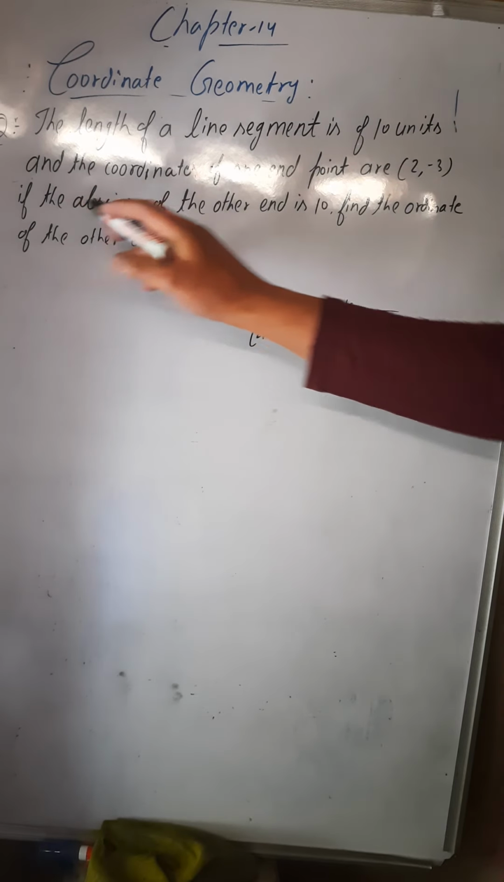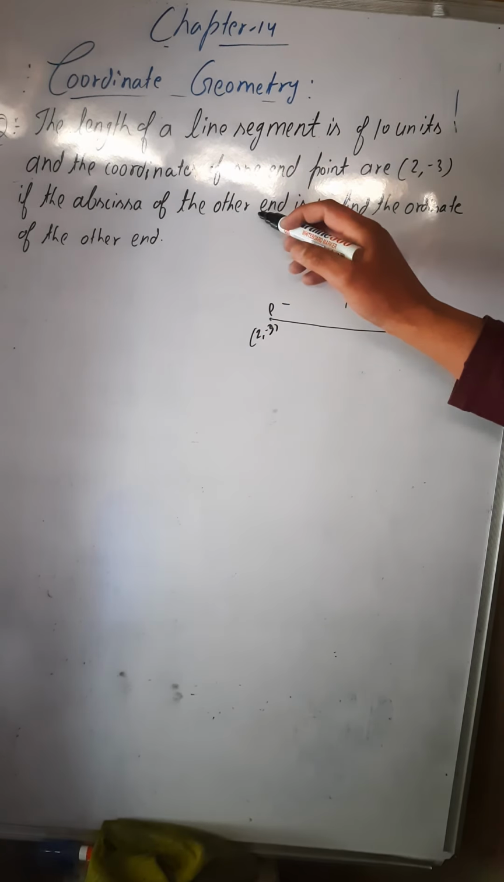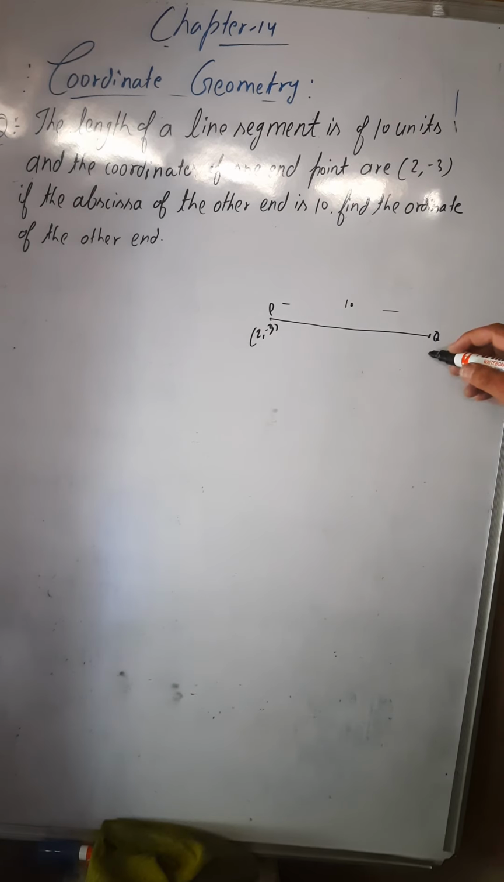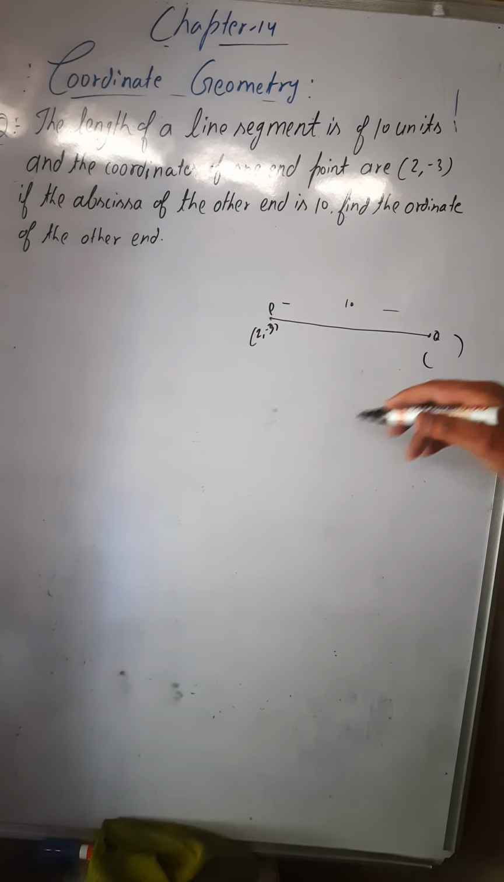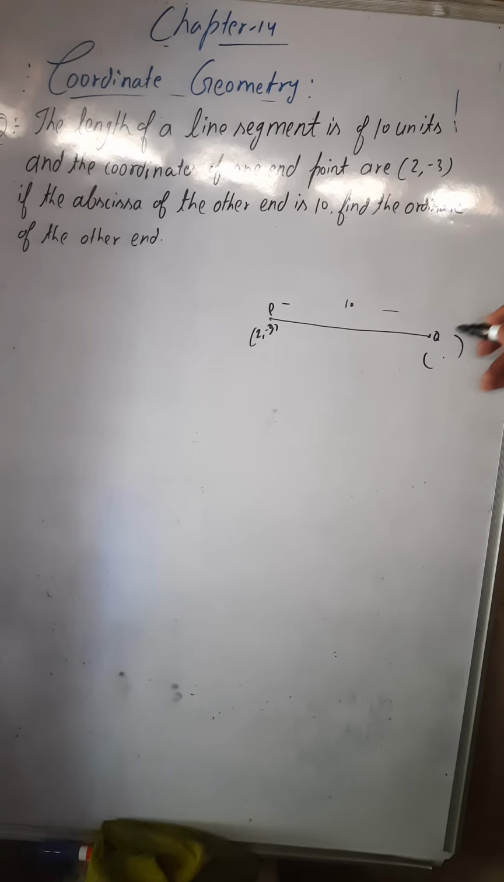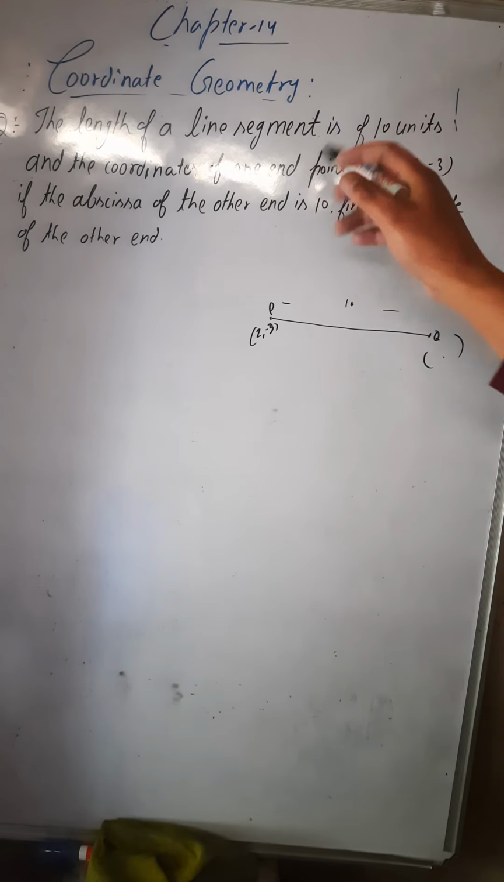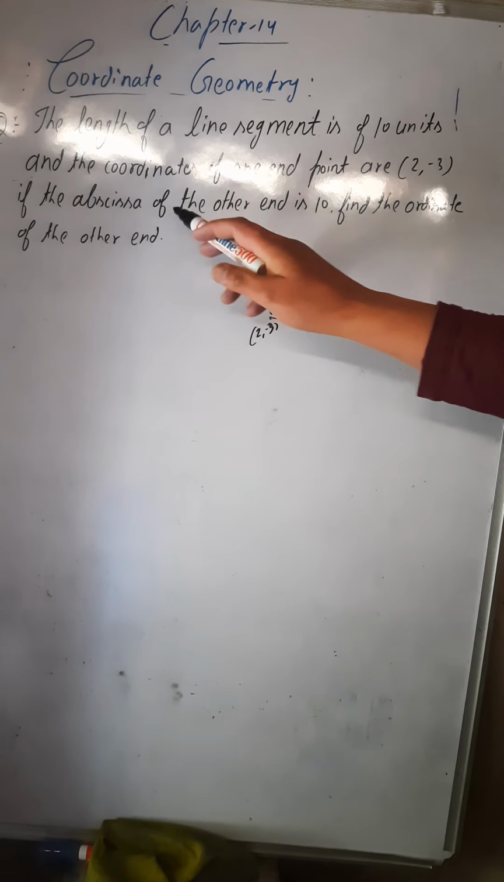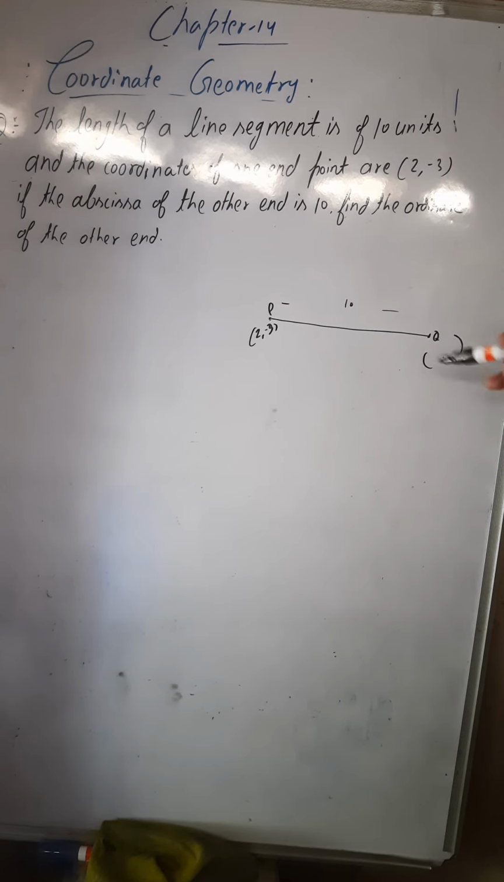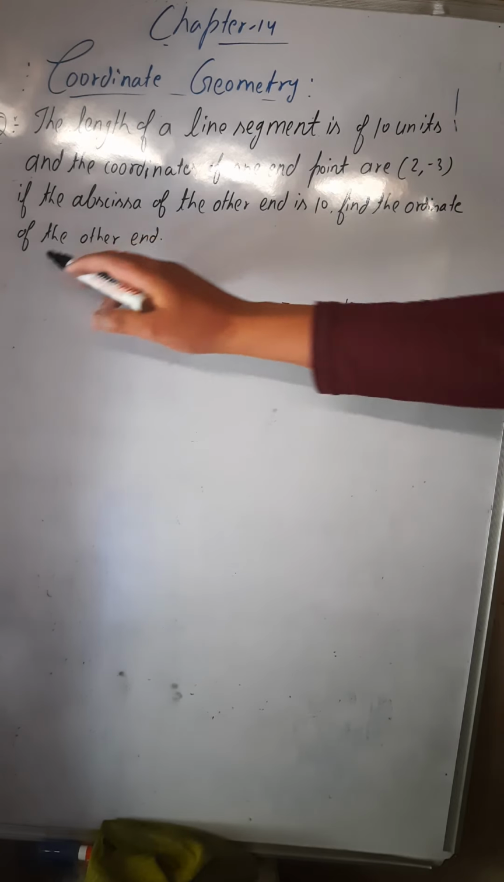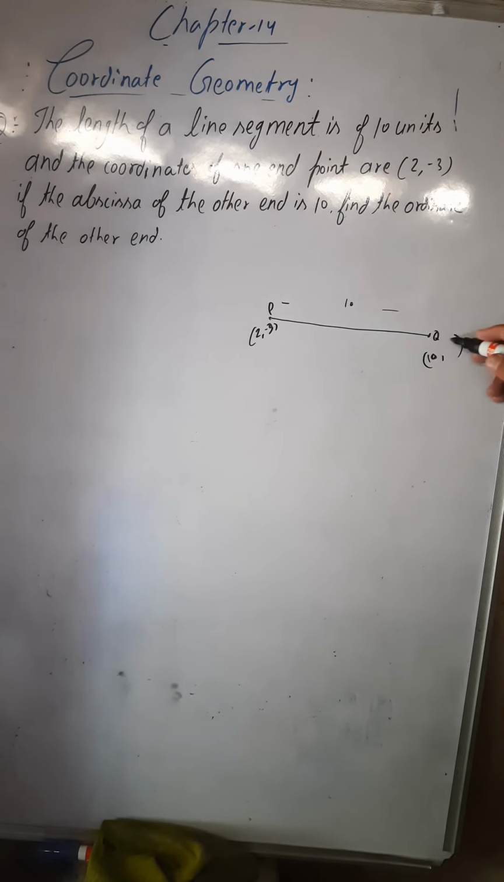If the abscissa of the other end, one more point here, its abscissa has been given. Abscissa means the x coordinate and ordinate is the y coordinate. It has been given that the abscissa of the other end is 10 unit. Find the ordinate of the other end, means its ordinate you have to find out. Let's say the ordinate is x or y, whatever you take. Let the ordinate of the other end be x.